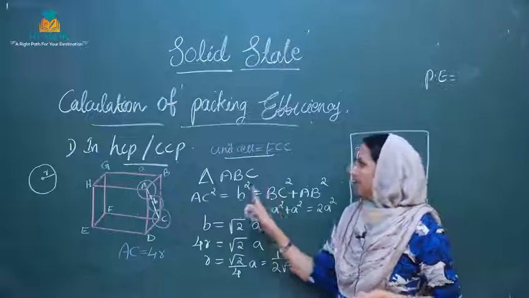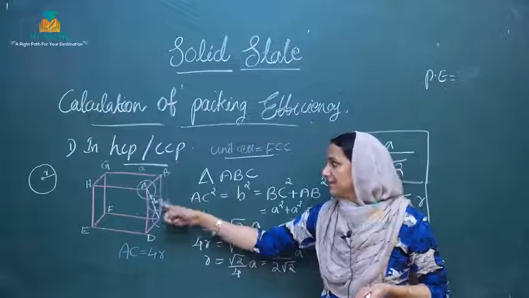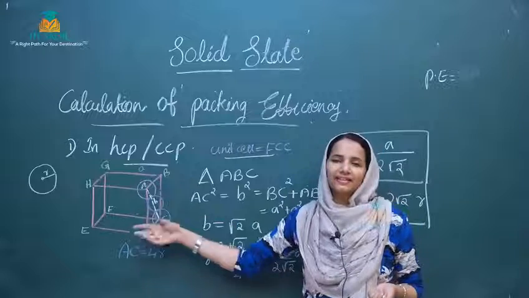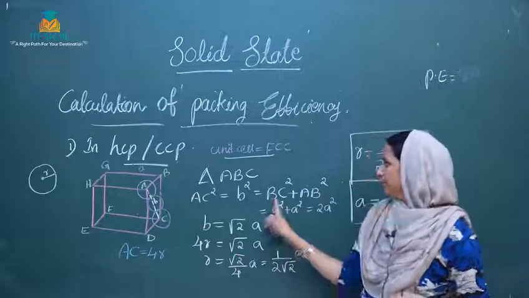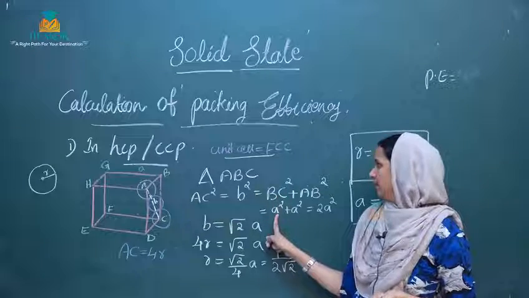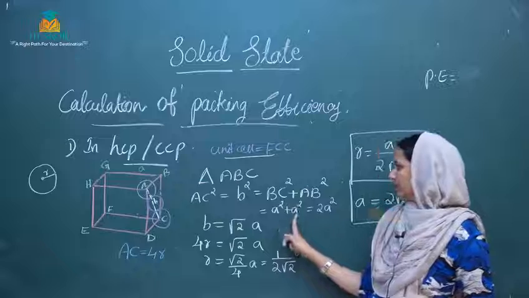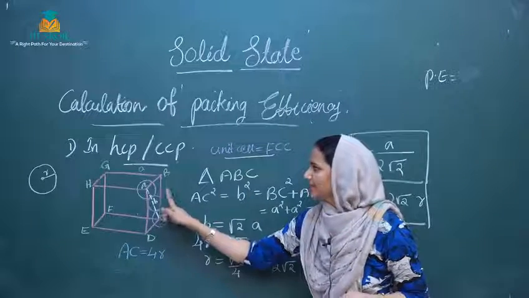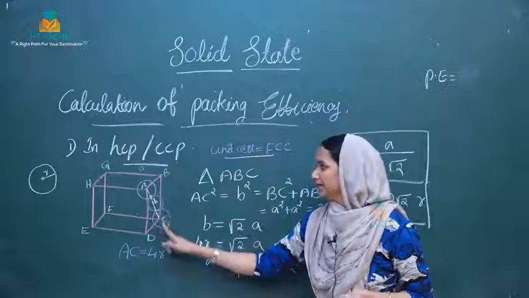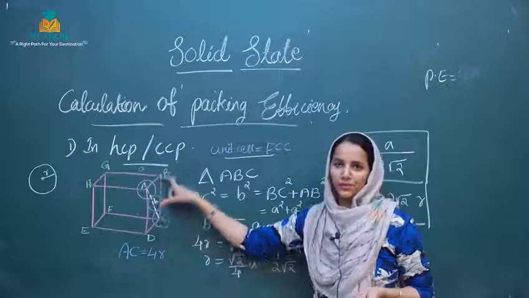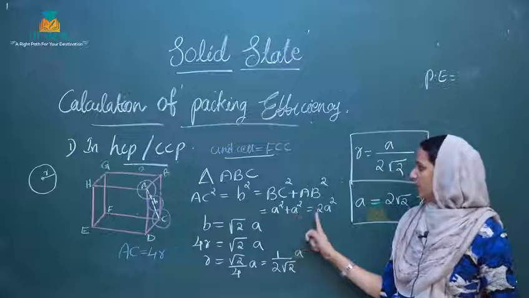So what about BC? BC is an edge length. This is a cube, and as this is a cube, each edge has the same length. So what is the edge length here? Yes, it is A. So BC square is equal to A square. And what about AB? AB is also an edge length, so that is also equal to A square. By seeing this structure, you can be sure AB and BC are the same, because this is the structure of a cube. All the sides are equal. So A square plus A square is 2A square.